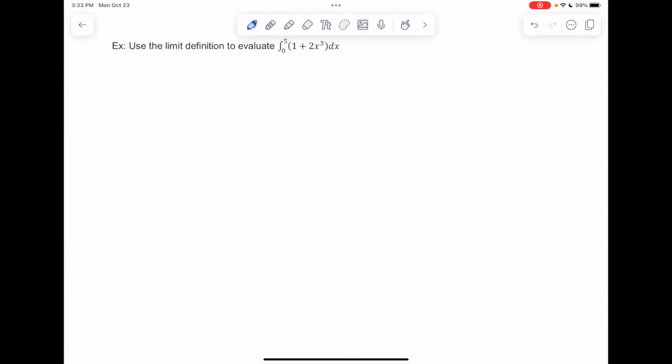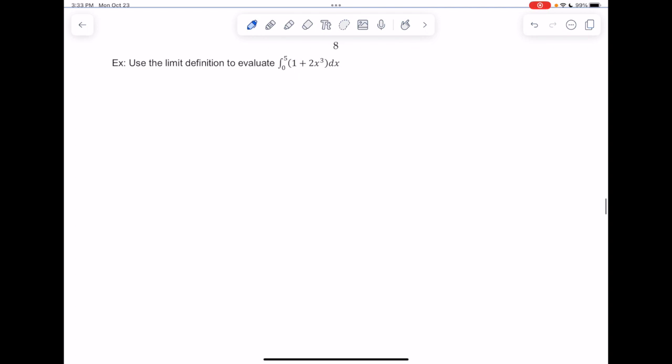All right, let's go ahead and give this process one more try to get some more practice. So we're going to, again, use the limit definition to evaluate a definite integral. This time it's the integral from 0 to 5 of 1 plus 2x cubed with respect to x, or dx. So the first thing we want to do is find our delta x. So delta x is b minus a over n, where b is the upper limit of integration, minus a, the lower limit of integration, divided by n. And then we just simplify that, leaving the n in there. So that's going to be 5 over n.